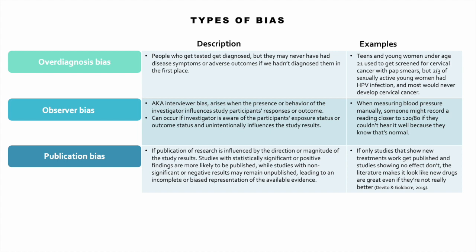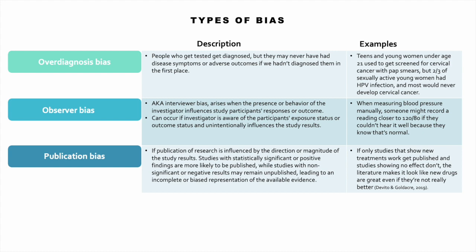Observer bias, also known as interviewer bias, can happen if the presence or behavior of the investigator influences the study participant's response or the outcome. It can occur accidentally if the researcher is aware of the study participant's exposure status or outcome, which is why double blinding is ideal for research studies, where both the researcher and the study participants don't know who's getting the treatment and who's getting the control.